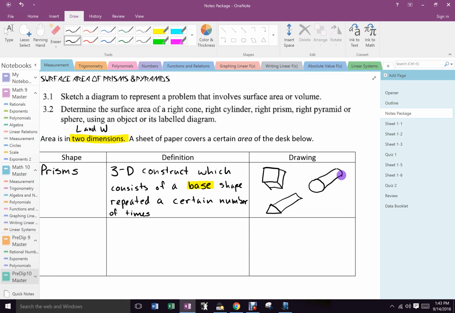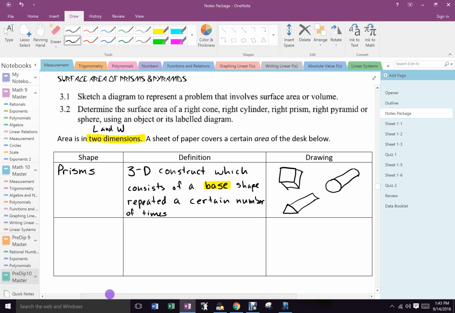Do they have to be? No, of course not. You could have this shape and stack that up, and you'd still have a prism. It'd be really hard to do the surface area, but it does exist. Everybody cool? All right.